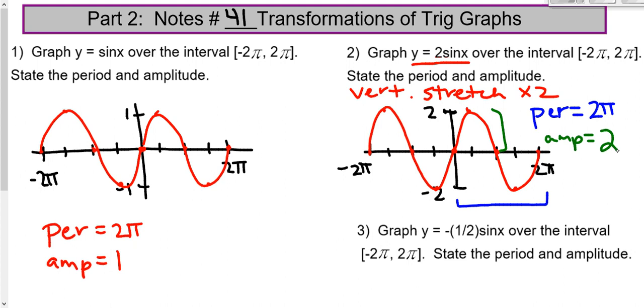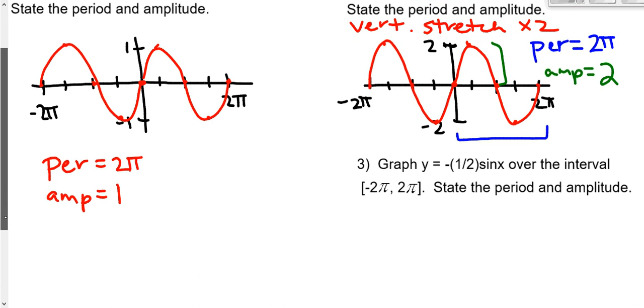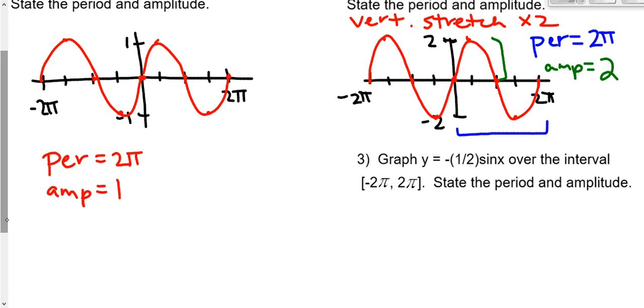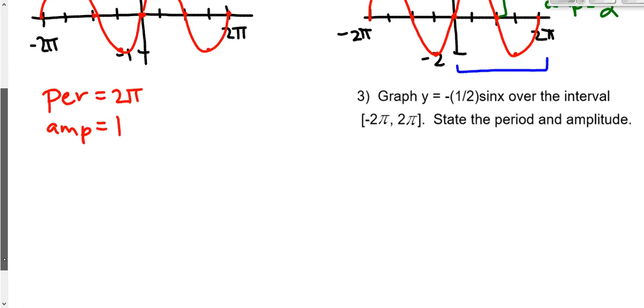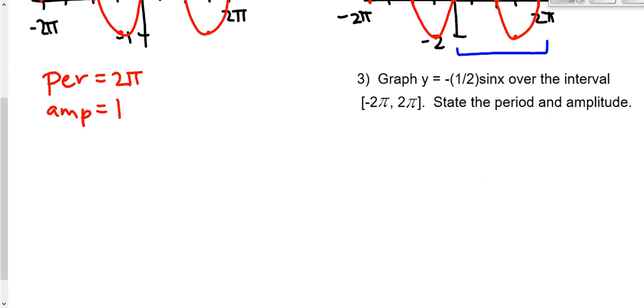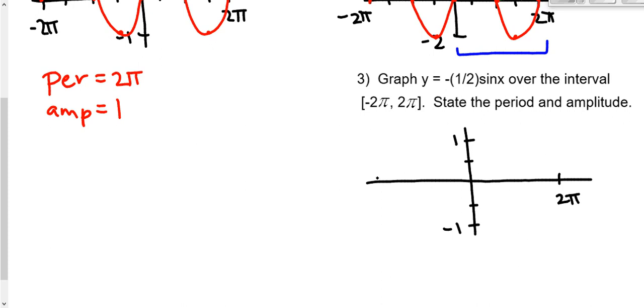Okay, problem number 3. Graph the opposite of 1/2 of sine of x over the interval from negative 2 pi to 2 pi. Notice there are 2 transformations there. One transformation is because of the negative sign, and the other transformation is because of the 1/2. Label your axes. Divide into 4 equal chunks.